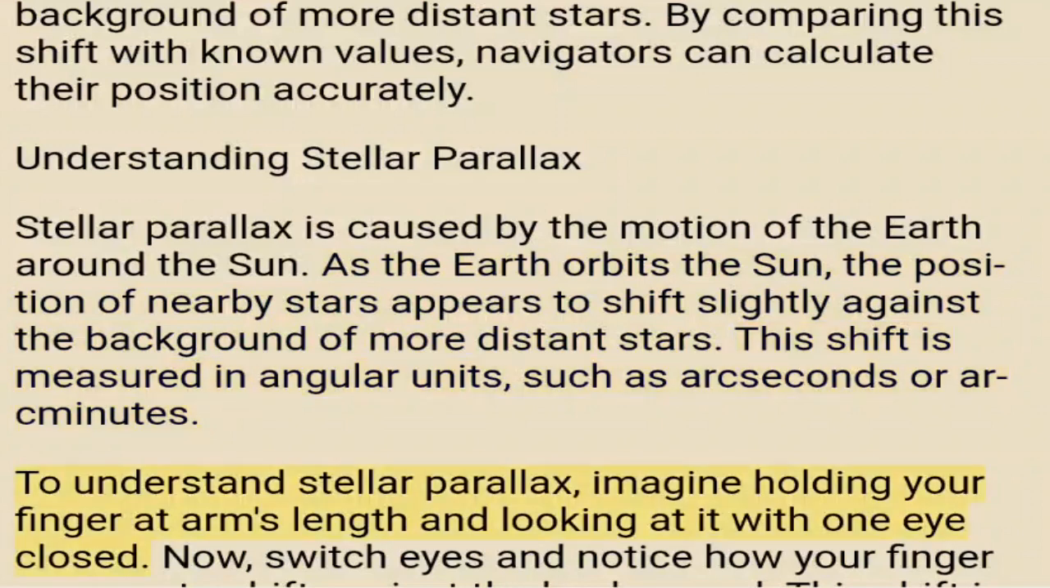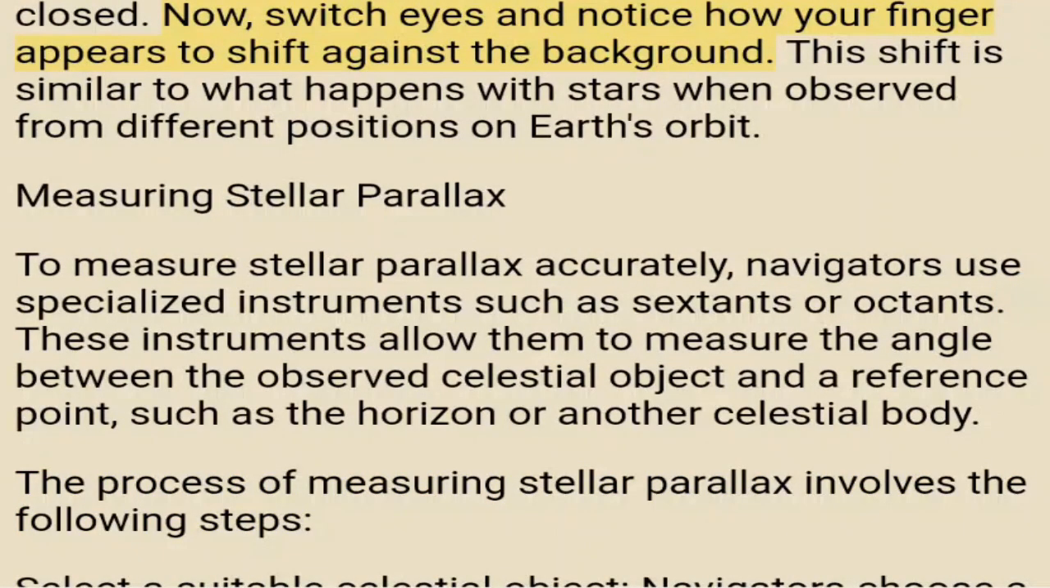To understand stellar parallax, imagine holding your finger at arm's length and looking at it with one eye closed. Now, switch eyes and notice how your finger appears to shift against the background. This shift is similar to what happens with stars when observed from different positions on Earth's orbit.